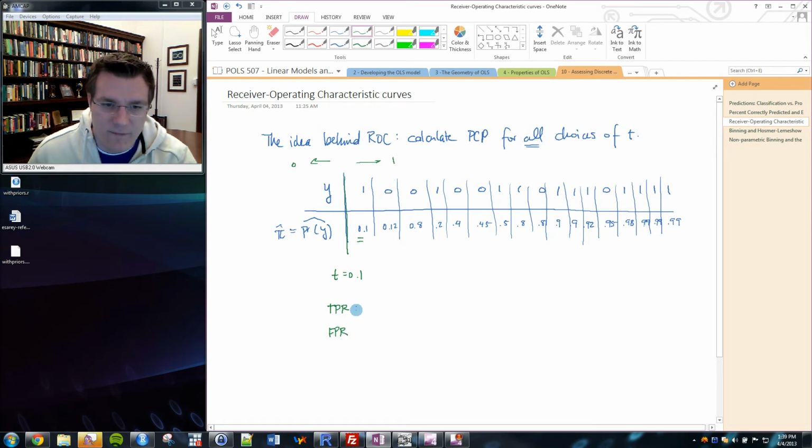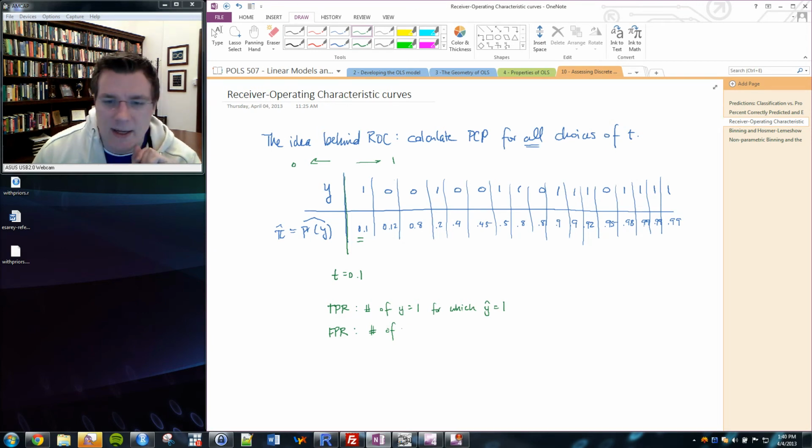The true positive rate is the number of y hat equal ones, or I'm sorry, let me take that back. The number of y equal ones for which y hat equals 1. And the false positive rate is the number of... let me think about this actually. No, I got this slightly wrong.